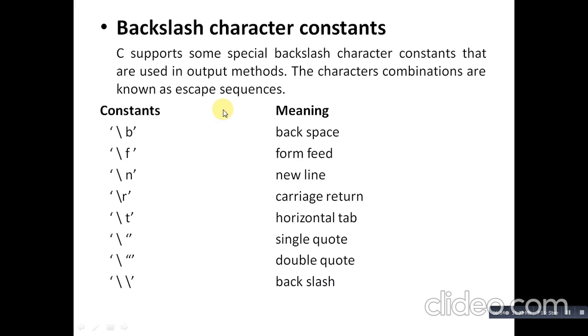Backslash character constants. C supports some special backslash character constants that are used in output methods. These character combinations are known as escape sequences. The constants are \b, the meaning is backspace, \f is form feed, \n is the new line character, \r is carriage return, \t is horizontal tab, and \' is a single quote.